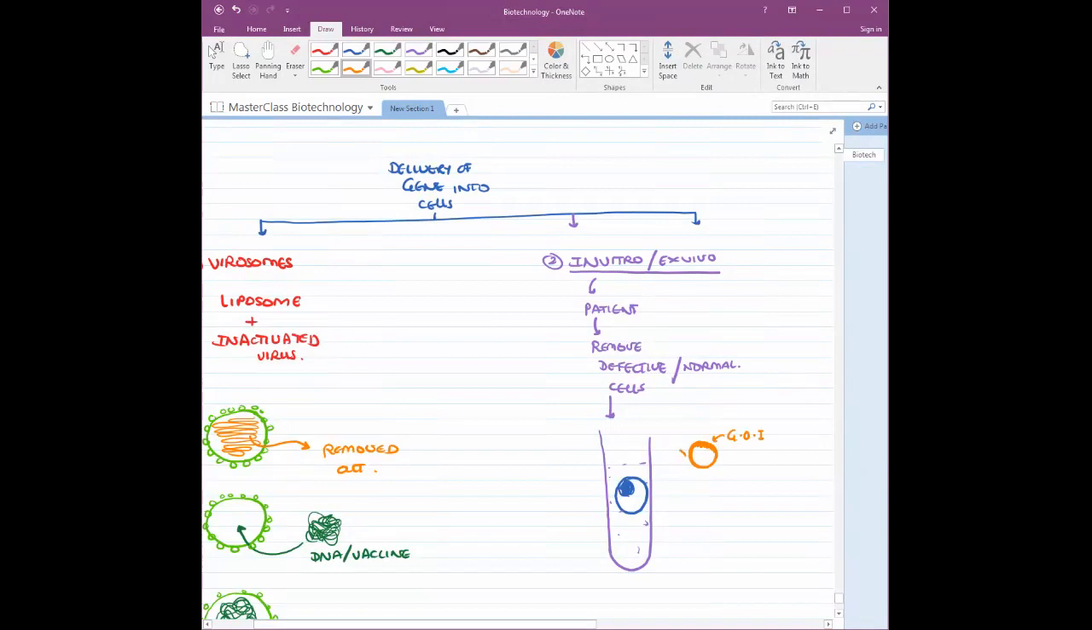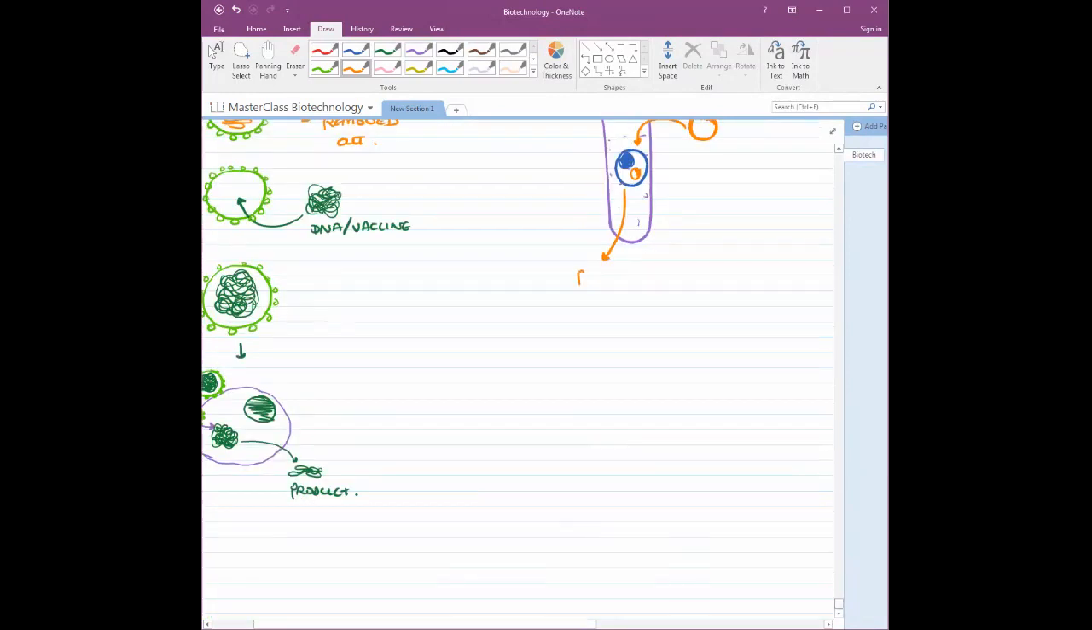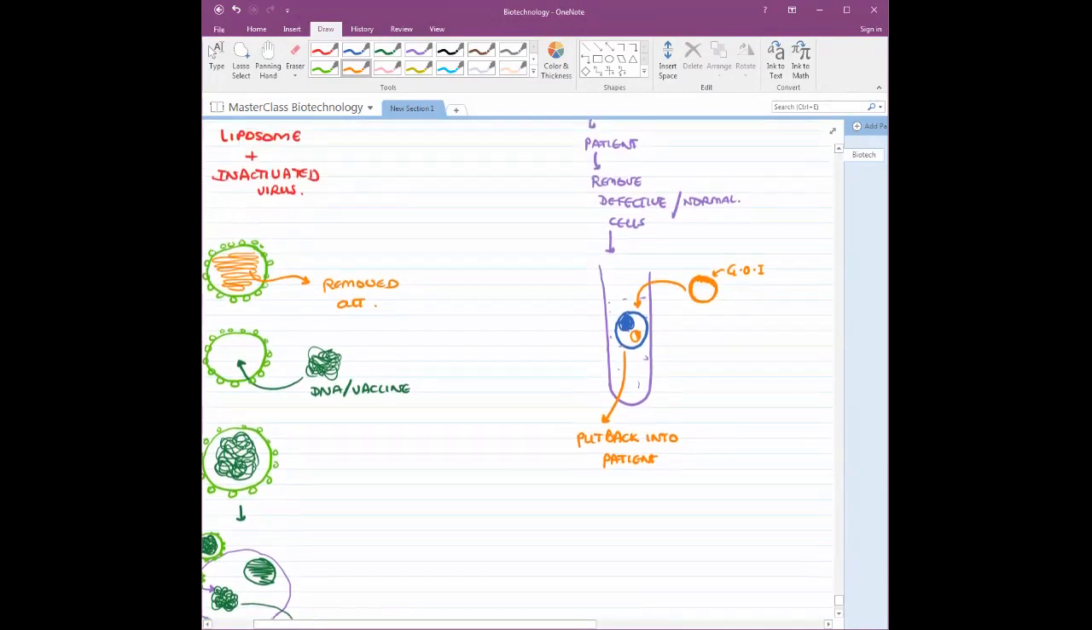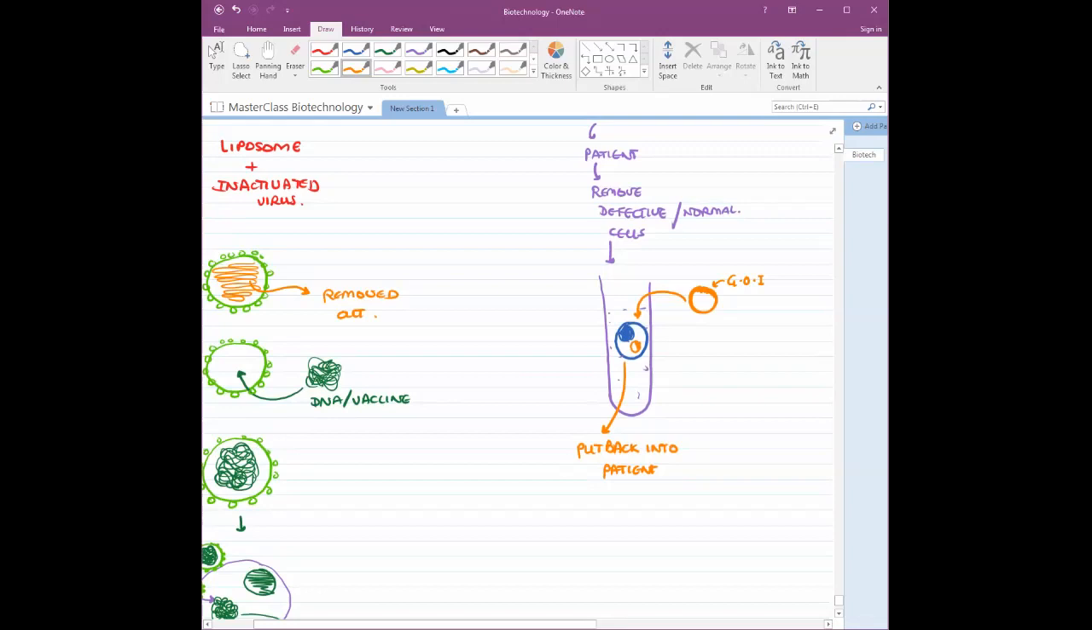And now what are we going to do, guys? We take this plasmid and we put it inside. The moment it goes inside, the plasmid is going to be in the cell. Now what are we going to do, guys? We take these cells and we put them back into the patient. You put it back into the patient, guys. This is how it is going to work.